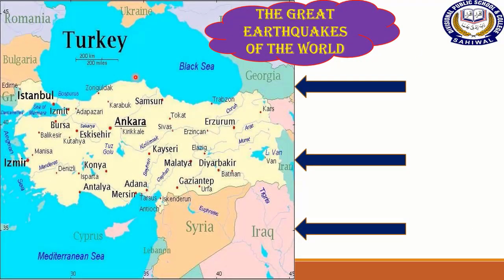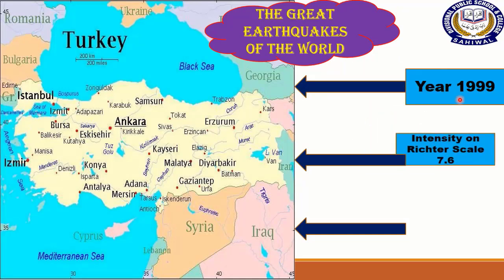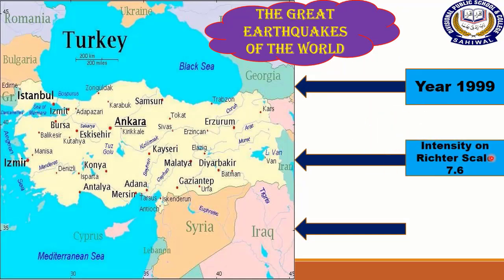Now we are going to study about Turkey's earthquake. This earthquake is also included in the great earthquakes of the world. Earthquake came here in 1999. Intensity on Richter scale 7.6. Wastage of lives 17,000. 17,000 people died at that time.